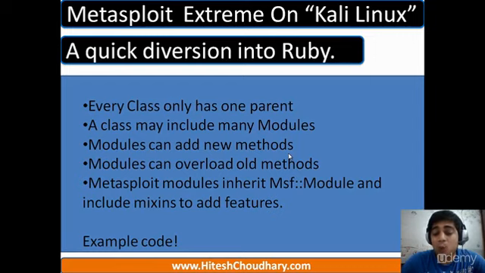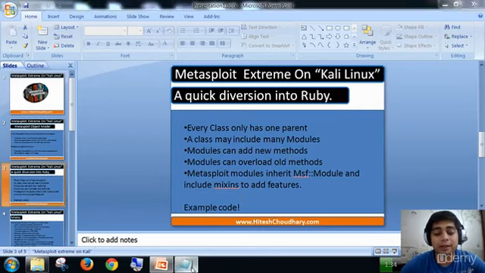Every class has one parent. A class may include many modules. Modules can add new methods. Modules can also overload the old methods. And finally, Metasploit modules inherit from MSF::Module and include mixins to add features. In a moment I'll tell you what these mixins are, but before that I would like you to have a look at this sample code that I have already created.